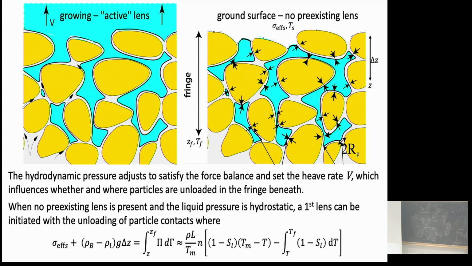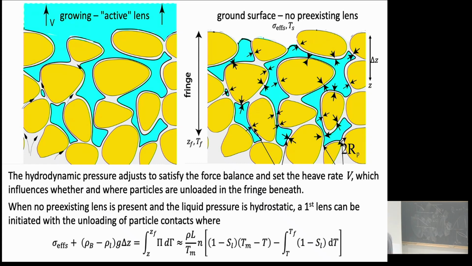Where we unload the sediment contacts, of course, depends upon how the water is flowing, because the water pressure distribution along the connected ice here is important for the force balance. If we're at the ground surface and we don't have any ice to begin with, then we have more of this situation. There's no reason for water to be flowing if there's no ice lens to be supplied.